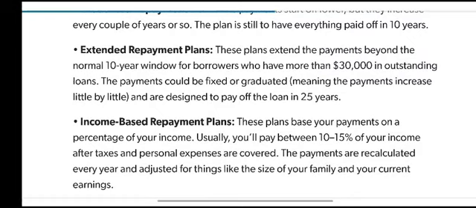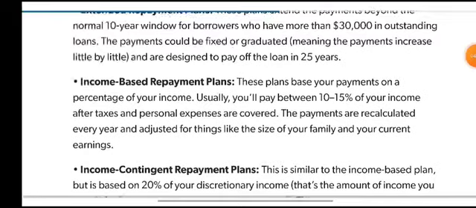Income-based repayment plans. These are plans that base your payments on a percentage of your income. Usually you will pay between 10 to 15% of your income after taxes and personal expenses are covered. The payments are recalculated every year and adjusted for things like the size of your family and your current earnings.